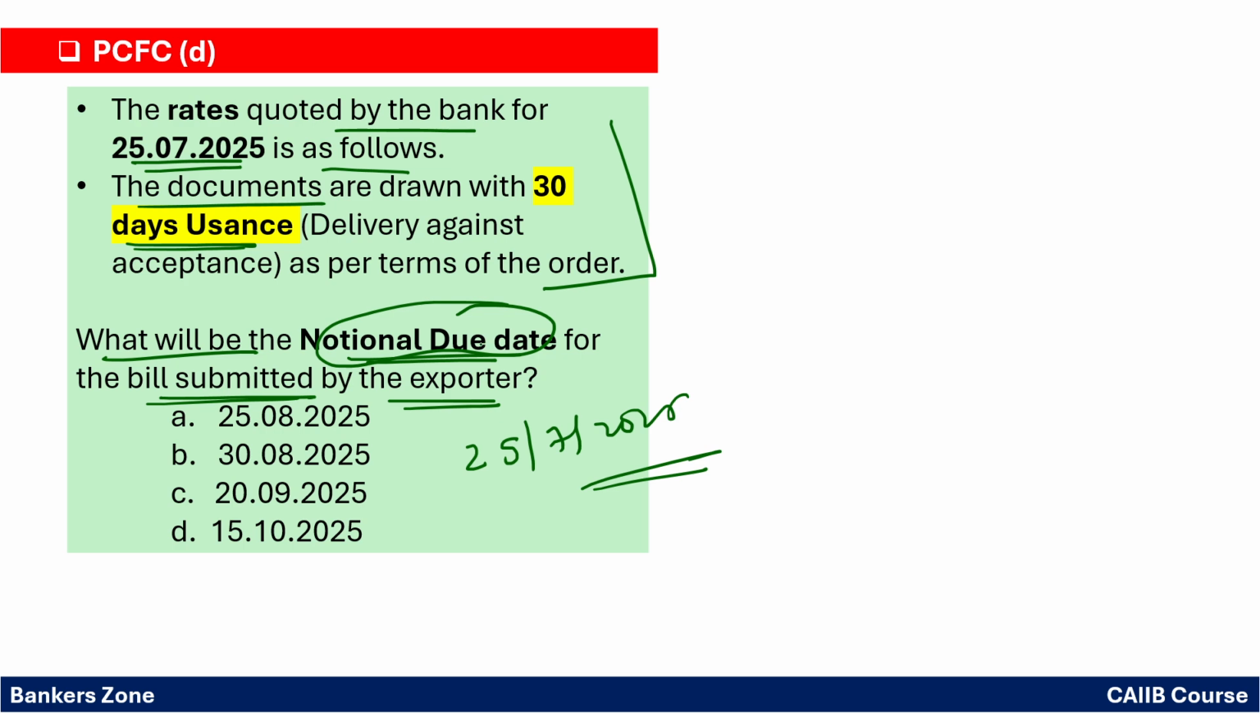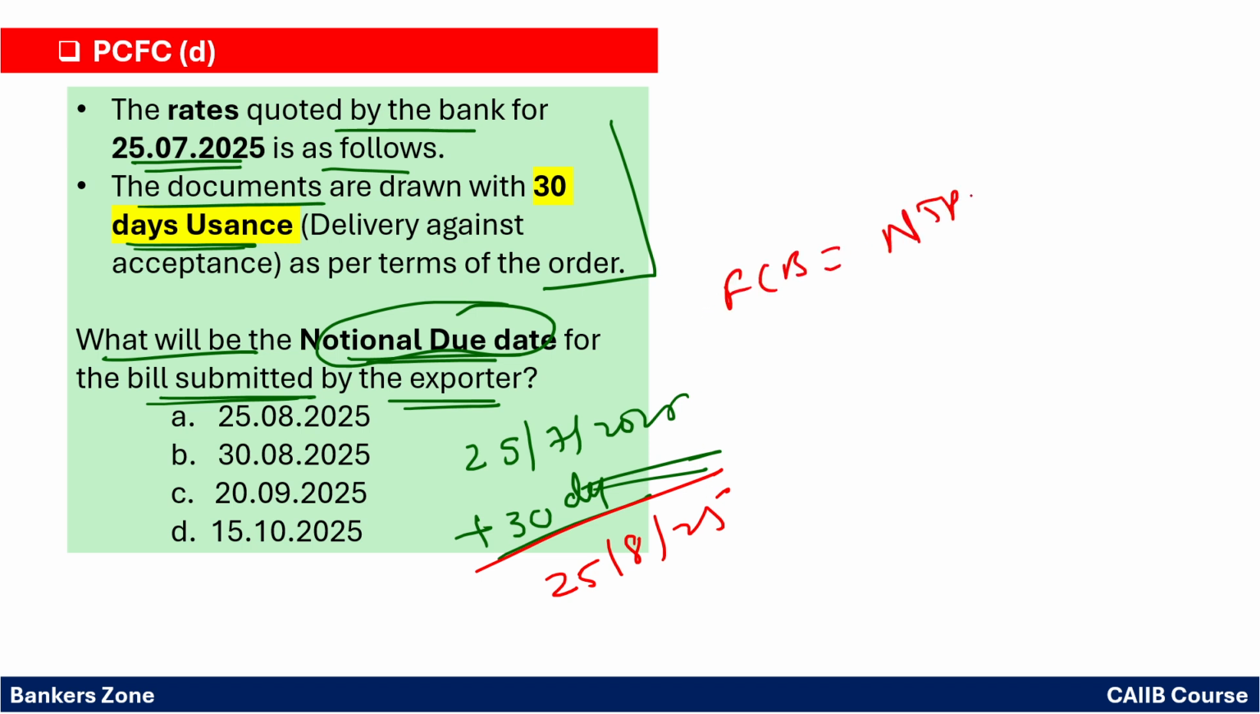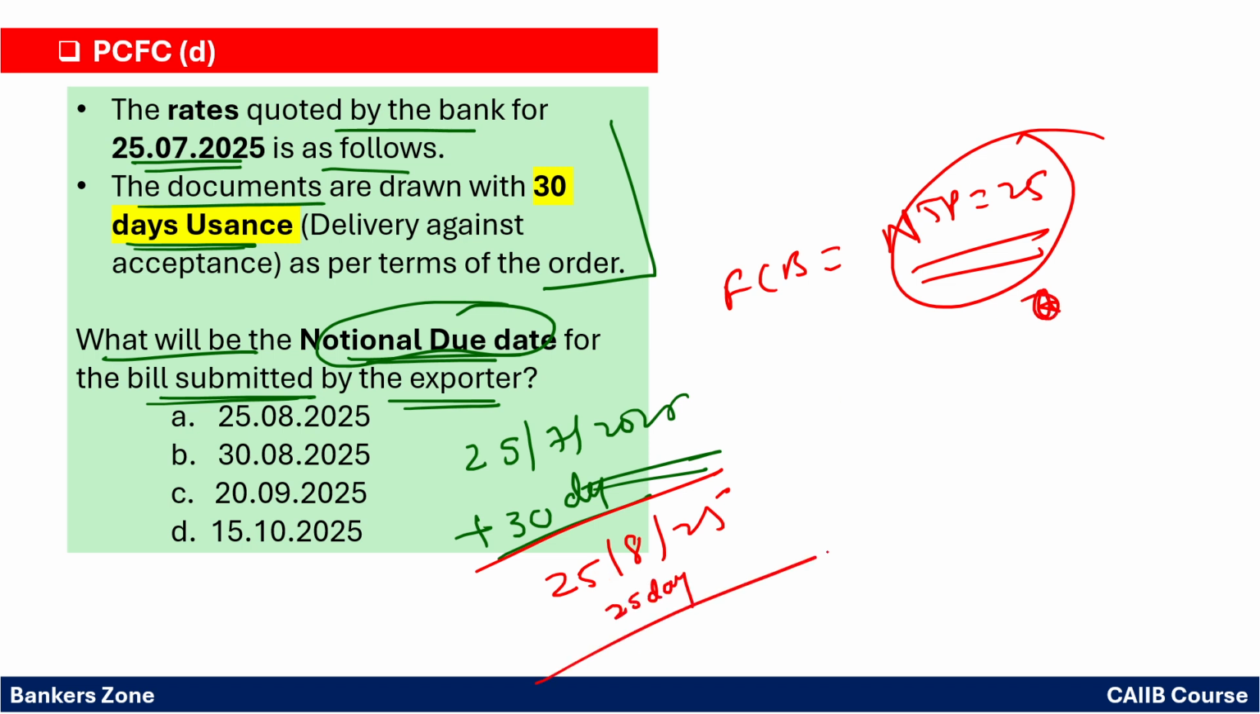So to calculate the notional due date, we have to consider the usance period. 30 days is the usance period. So when we add that, you will get 25/8/25. But one thing you must remember: for a foreign currency bill, the normal transit period we have to consider is 25 days. It is very, very important from the exam point of view, right? So to that, you have to add 25 days. So 25/8 plus 25 days, you will get 29/25 as the date. So C you have to mark as the correct option, okay?